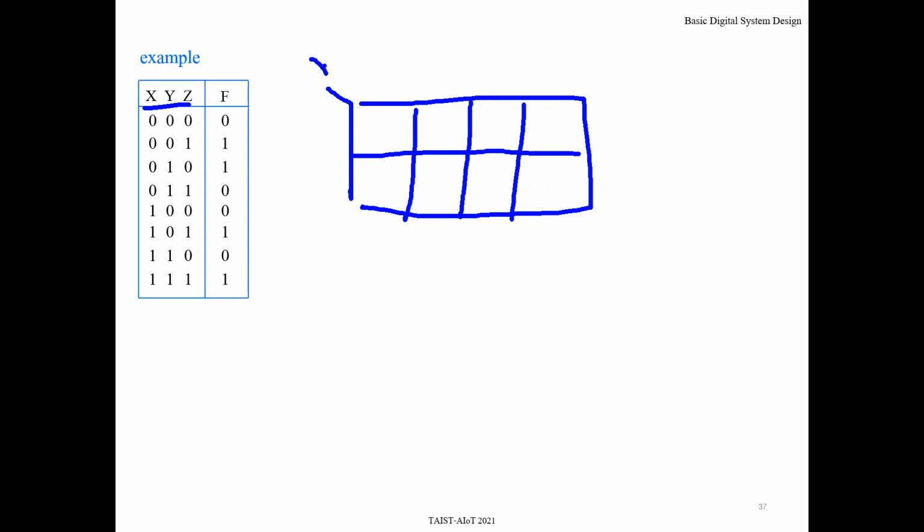Let me write, for example, x, y, z, right? The input values 0, 0, 0, 0, 1, 1, 1, 1, 0, 0, 1. The numbers outside the table are input values, and inside the table I will write the output of the function. Namely, this cell corresponds to the output when input is 0, 0, 0. Okay, output is 0. So this one is 0.